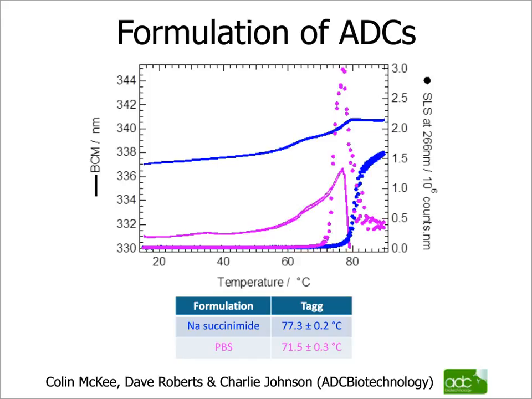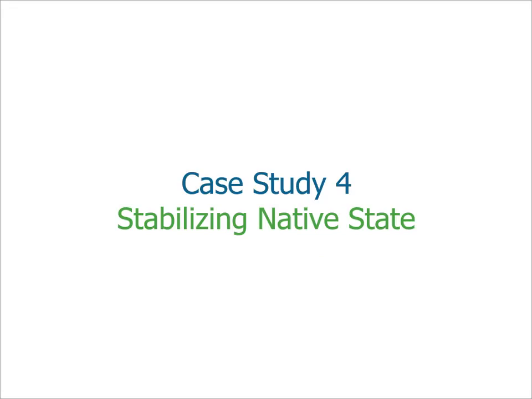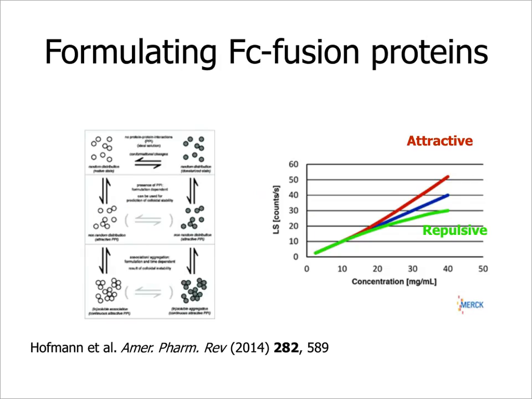Final case study is a slightly different way of looking at things. Everything we've done up to now has either been looking at the light scattering and the conformational fluorescence signal, either by doing isothermal experiments at elevated temperatures or by doing thermal unfolding. Now we're going to look at a different mechanism for stabilizing proteins. We are going to look at stabilizing the native state. And we're going to use just the light scattering here.